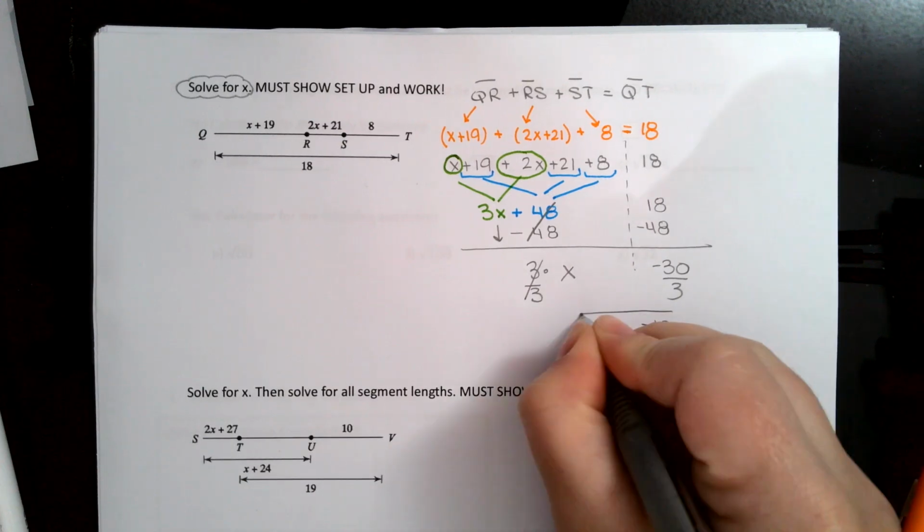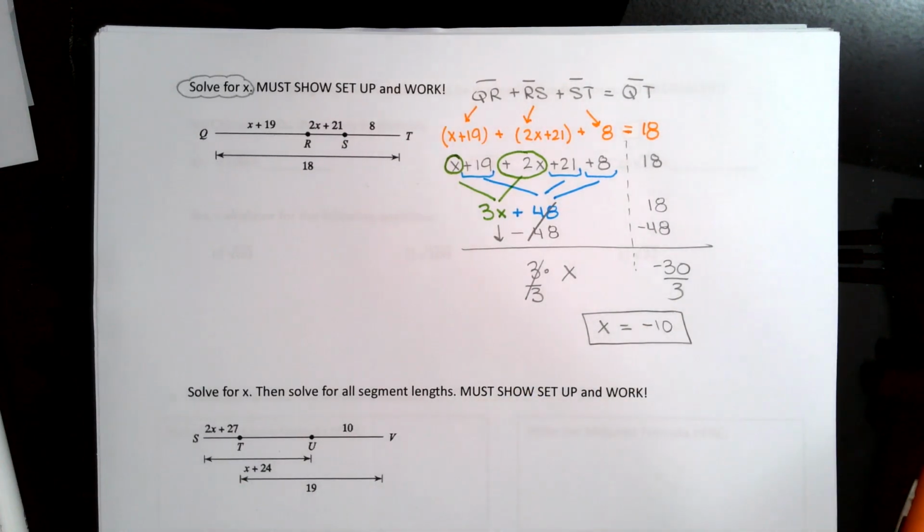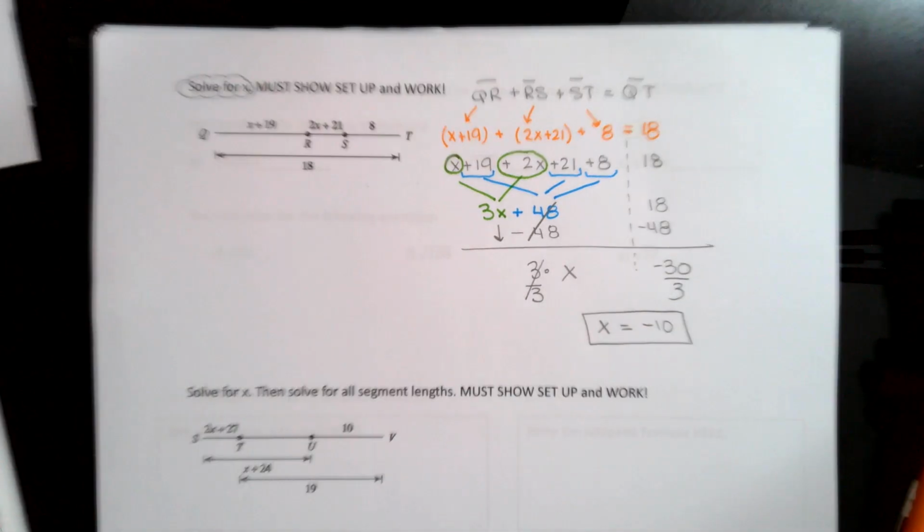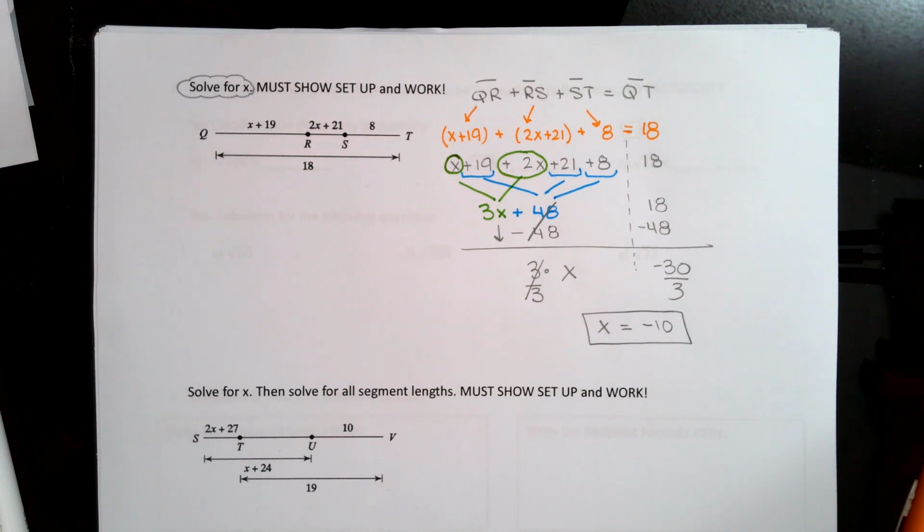Now, x can be negative. There's nothing wrong with x being negative. It is just a variable. It is an unknown. Now, a segment length cannot be negative. So if we were to say QR is negative, that would not be true.